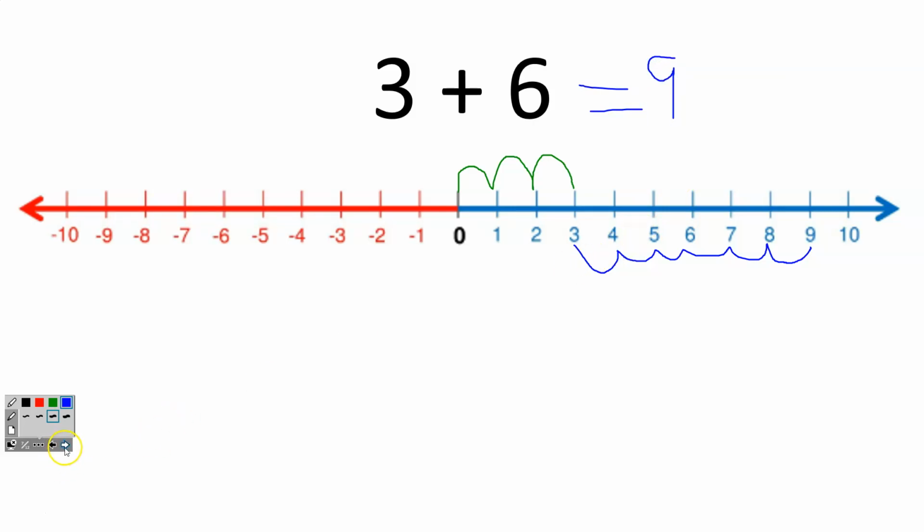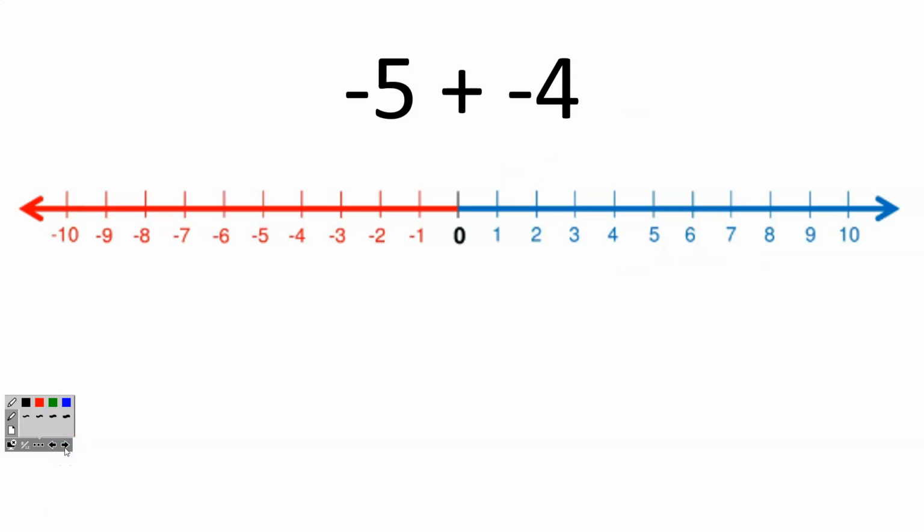Okay, next problem. Again, go ahead and hit pause. Go ahead and draw your number line. See if you can do this one on your own next.